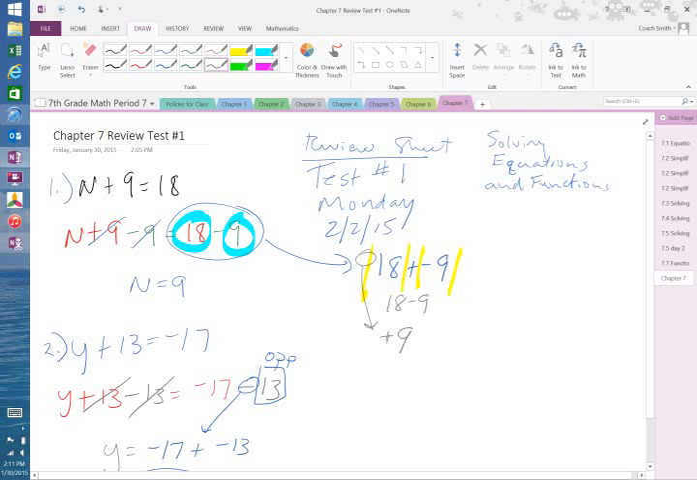But there's not any rules to take negative 17 minus 13 without changing it to addition. There's no way to do that problem.